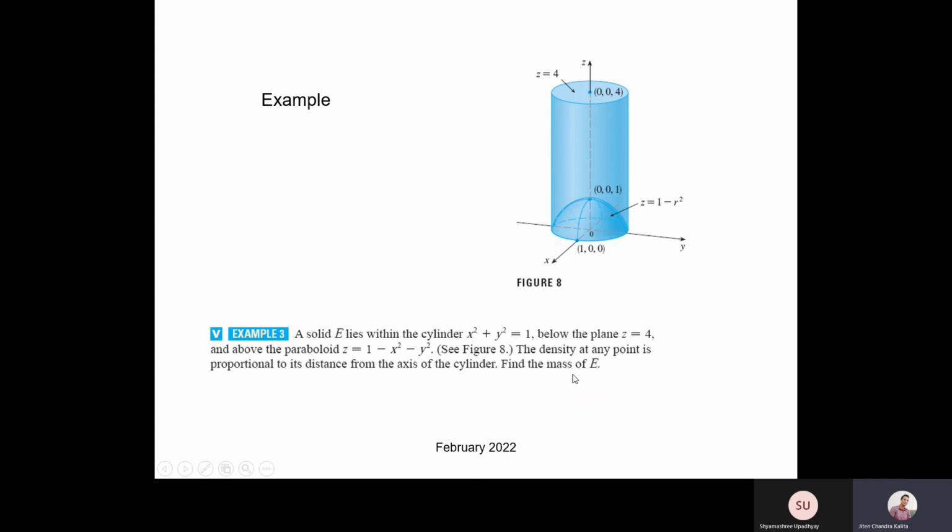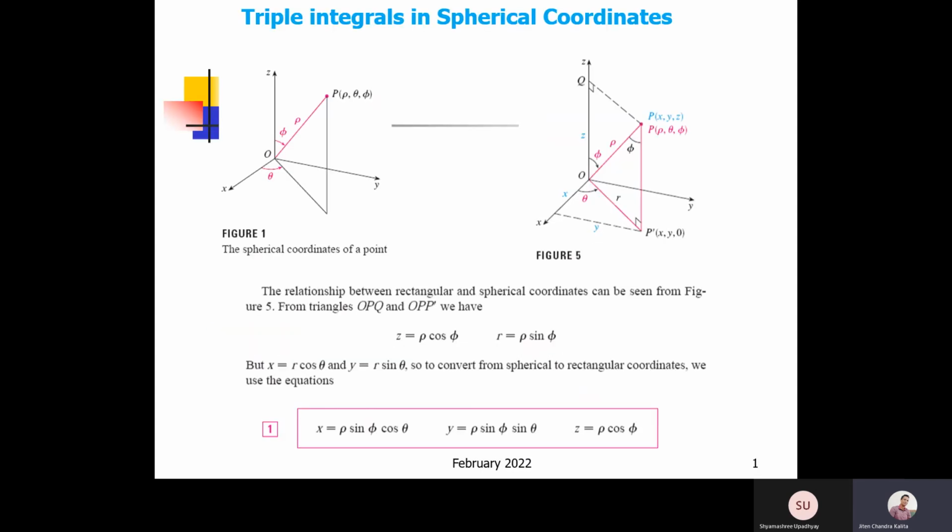So you know that mass is nothing but density times volume. So what we have to do is integrate the density function over the whole region, and the region is the region that lies above this paraboloid, below the plane z equal to 4, and inside this cylinder x squared plus y squared equal to 1. Okay, so that is what we are going to do, and then we are going to end today's class with this example. Before that, I would like to tell you another thing.